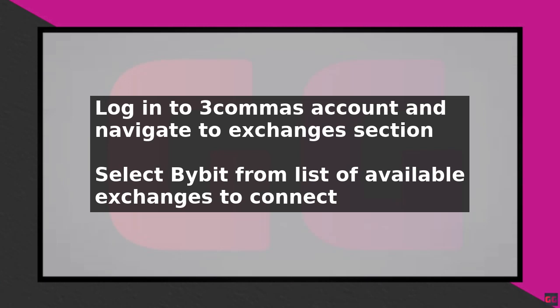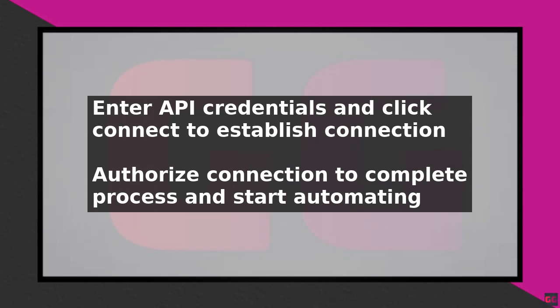Copy the API key and secret key from your Bybit account and paste them into the corresponding fields in 3Commas. After entering the API credentials, click on the Connect button to establish the connection between 3Commas and Bybit. You may be prompted to authorize the connection, so click on the Authorize button to complete the process. Once the connection is established, you can start using 3Commas to automate your trading strategies on Bybit.